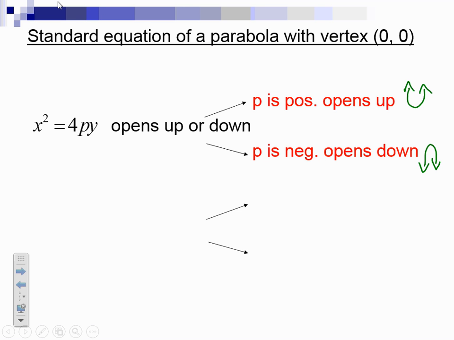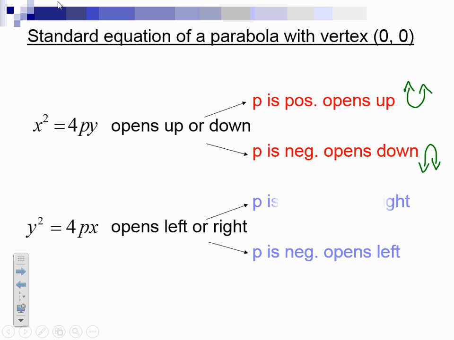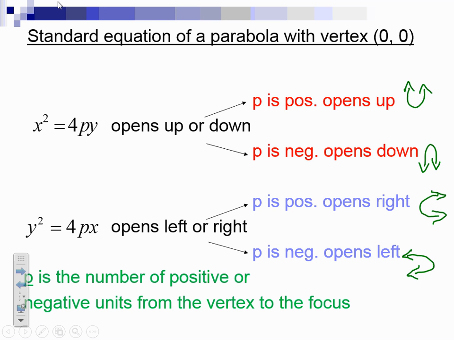Now, this next part is new. We have an equation that looks like this: y squared equals 4px. We are going to have a parabola open either to the left or to the right. If p is positive, it's going to open to the right, so it's going to look like this. If p is negative, it's going to look like this, and it's going to go to the left. So that's going to be our new stuff today. We're going to be moving to the right or to the left. p is the number of positive or negative units from the vertex to the focus.